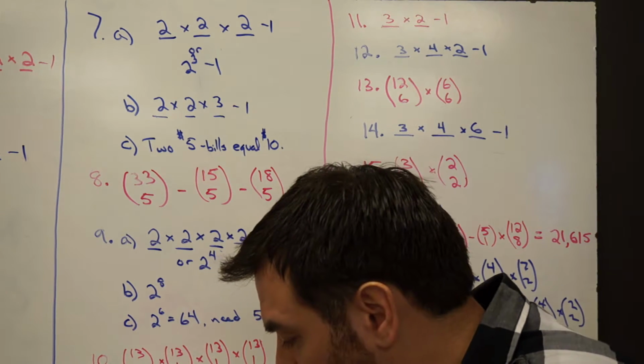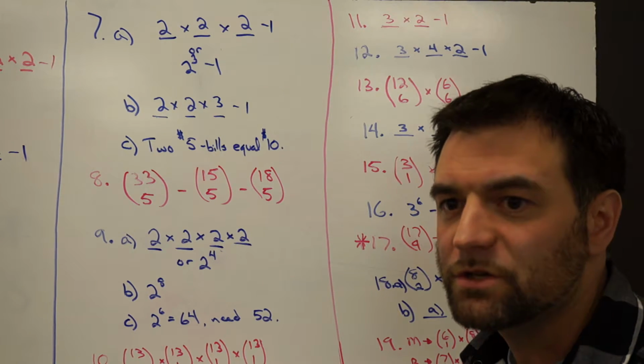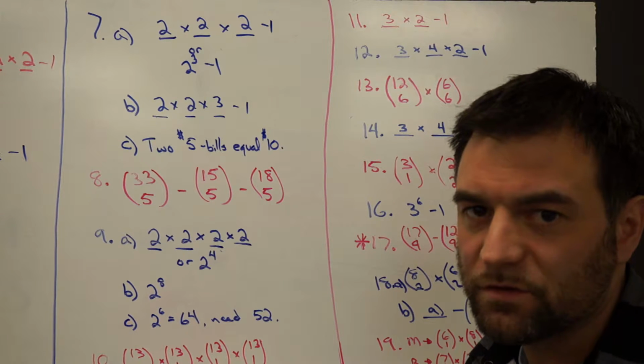Number 9 here, we are looking at the binary number system, working with only 2 digits. So everything's represented by sequences of 0s and 1s.